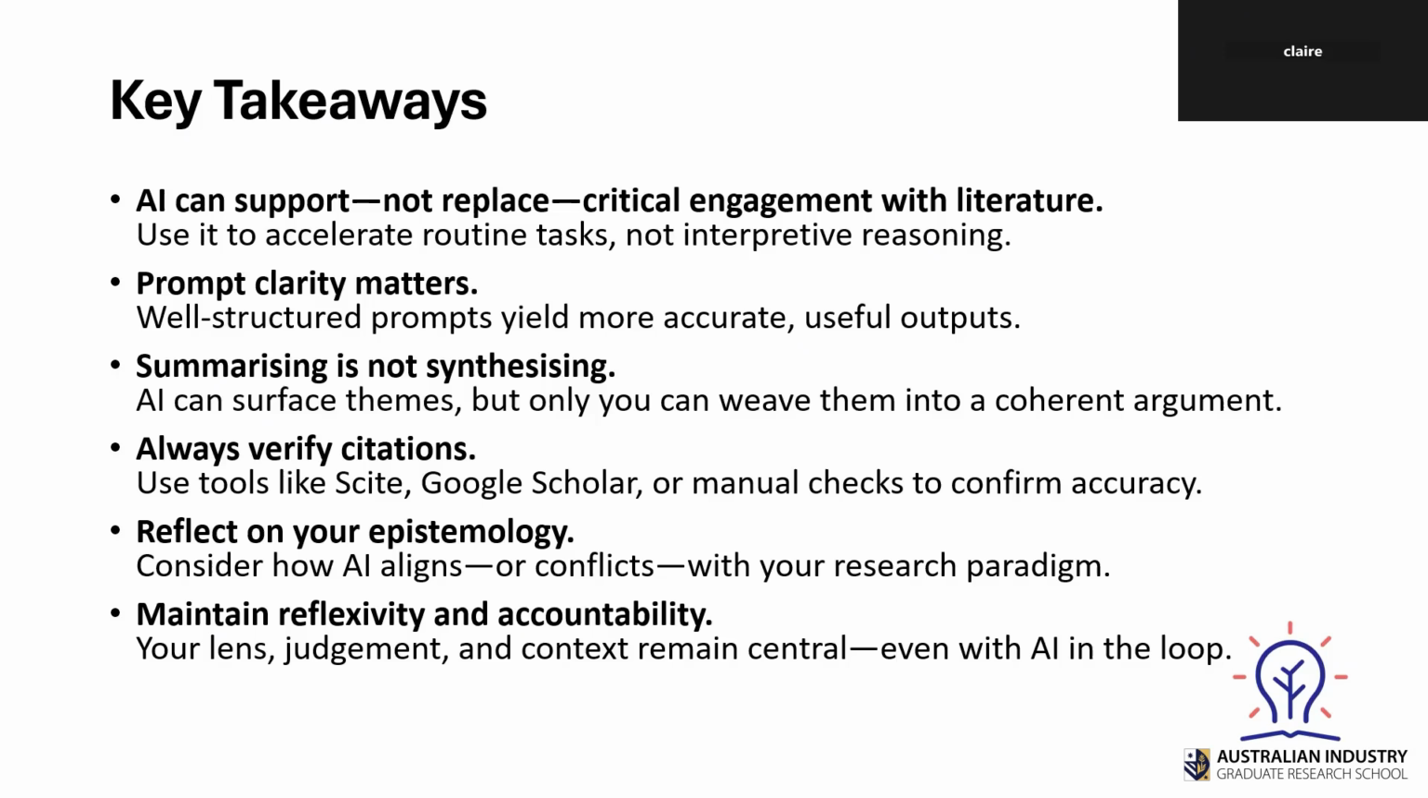Okay, we can use tools like Scite and Google Scholar or manual checks to confirm accuracy. Thinking about as well how AI aligns or conflicts with your research paradigm. So again, AI is very much sitting within that positivist space, okay, that kind of objective reality. And most qualitative research does not sit within that epistemological space or within research paradigms that are in that space. So just really reflecting on that and thinking, what does that mean for your research?